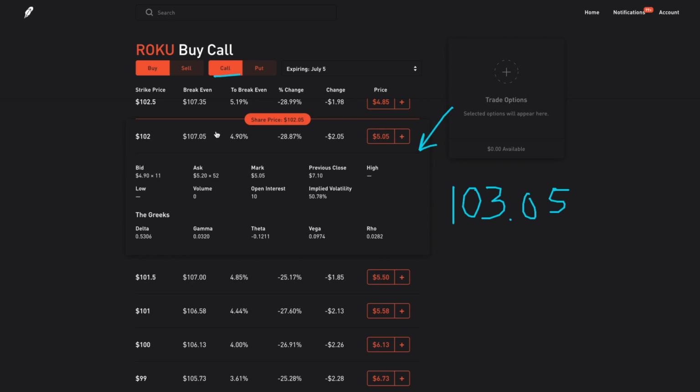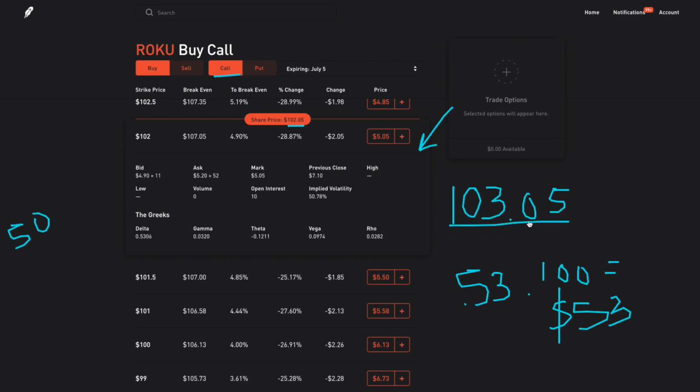The way you calculate that, as I stated in the PowerPoint, is you're going to take delta, which is 0.53, and multiply it by 100. That gives you $53, roughly how much you're going to make. To determine your upside or your downside, remember, for every positive, there's a negative risk that goes with it. So if you bought at 505 and the stock moves up by $1 to 103.05, this is the stock's current price, and this is the expected move.